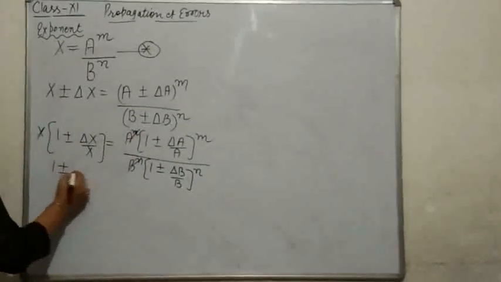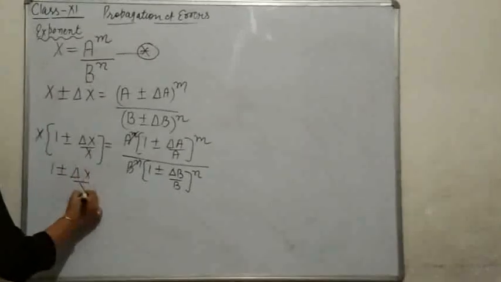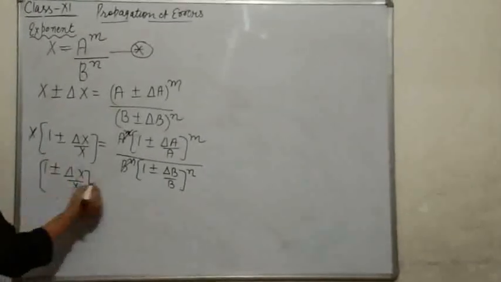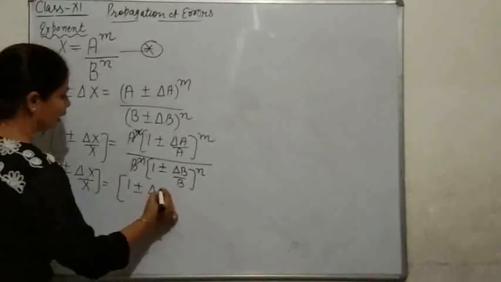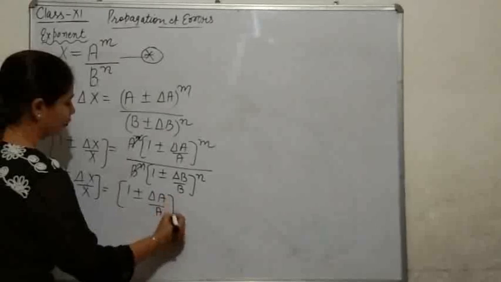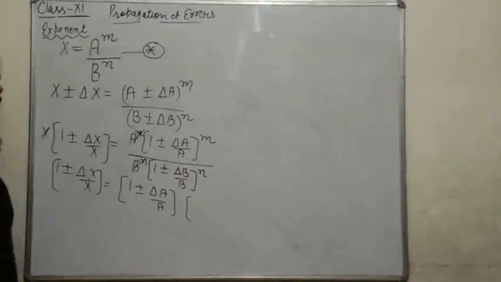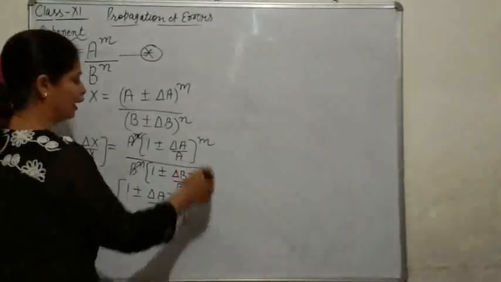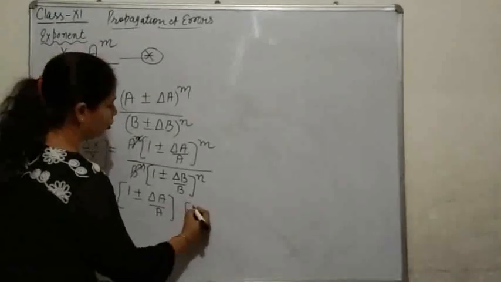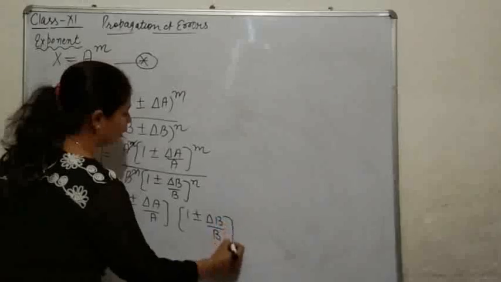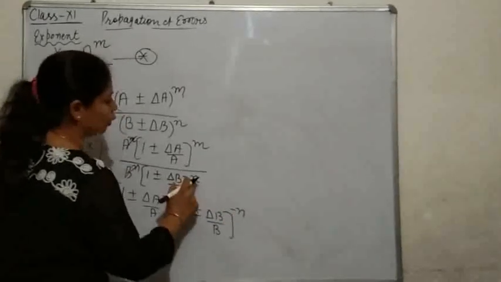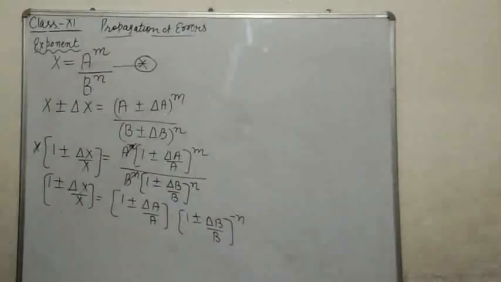In the next step we will get 1 plus minus delta x upon x, that is equal to 1 plus minus delta a upon a, as we have converted the denominator to the numerator by taking its inverse or reciprocal, 1 plus minus delta b upon b whole raised to the power minus n. Instead of n, we have changed the sign to minus n.